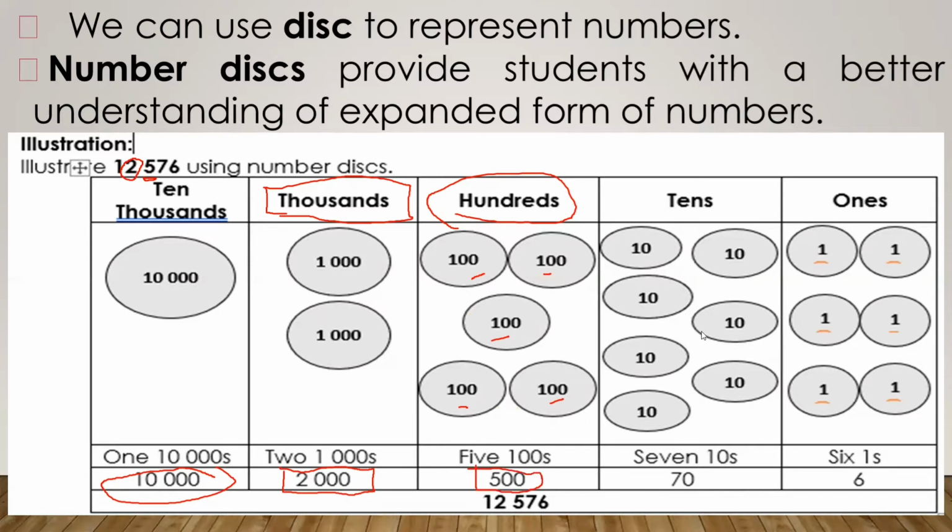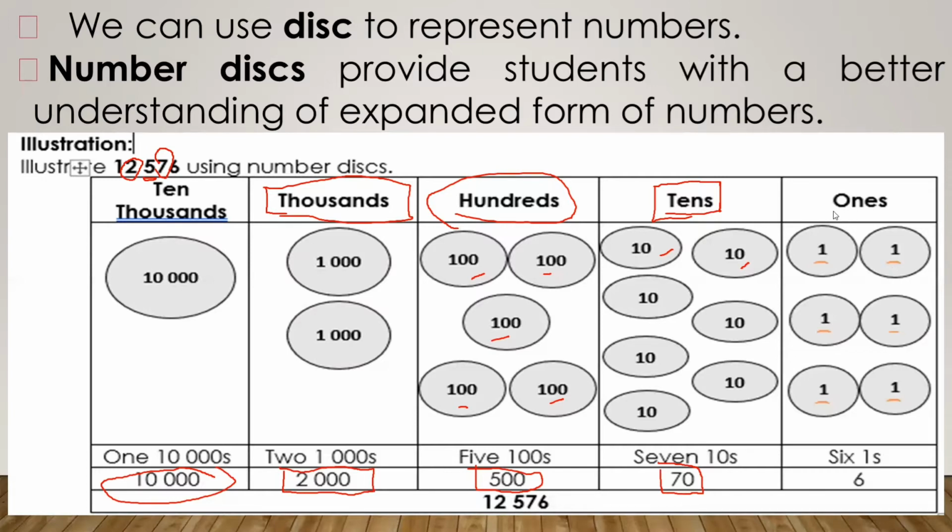Then, next natin is yung tens. Anong digit ba yung meron sa tens natin? That is 7. Therefore, we have 7 discs na naglalaman ng 10, dahil nasa tens place value siya. Meron tayong 70. Pag inadd natin lahat ng nasa loob ng discs, that is 70. And that is the value.